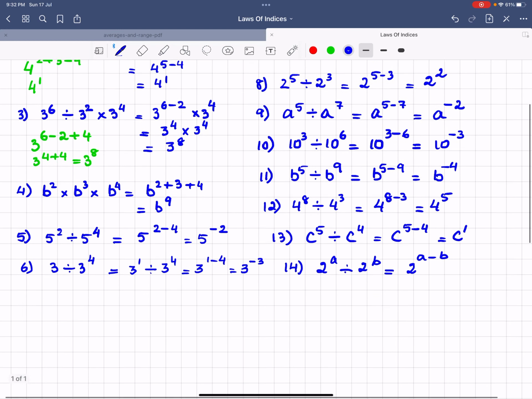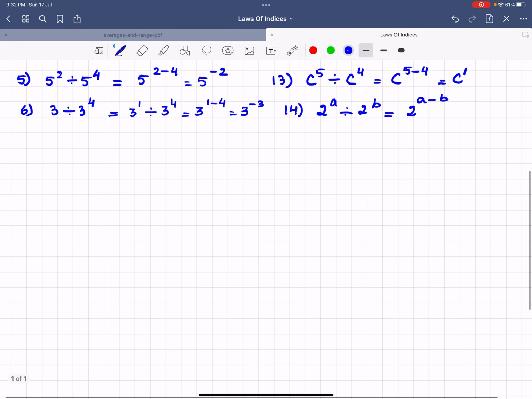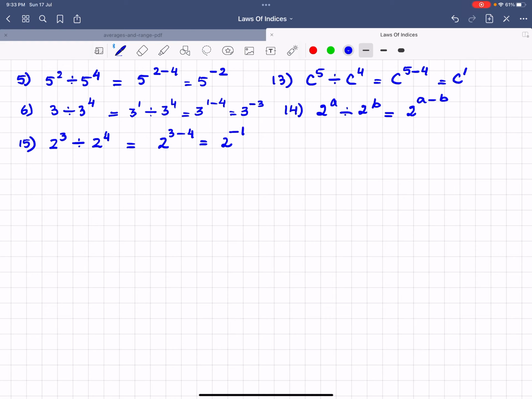So we will continue. Question number 15. 2 to the power of 3 divided by 2 to the power of 4. So we have 2 to the power of 3 minus 4. 4 is the greater number. Hence the subtraction, the answer will carry the sign of the greater number. So 2 to the power of negative 1.